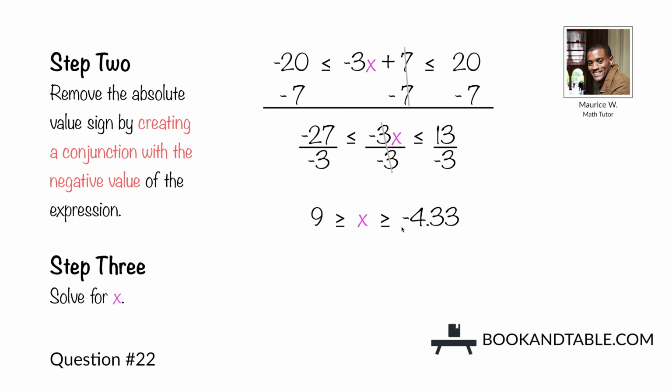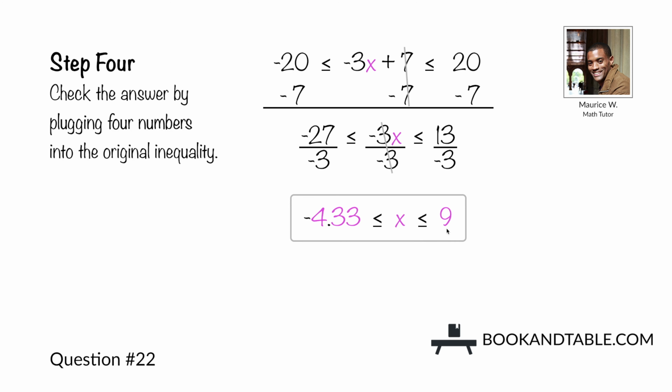And since we have our smaller value on the left and larger value on the right, we can rotate this around. So negative 4.33 is less than or equal to x if you're reading it right to left. Negative 4.33 is less than or equal to x. X is less than or equal to 9. So if we turn this whole thing around, x is less than or equal to 9. So the answer to question number 22 is negative 4.33 is less than or equal to x, which is less than or equal to 9.